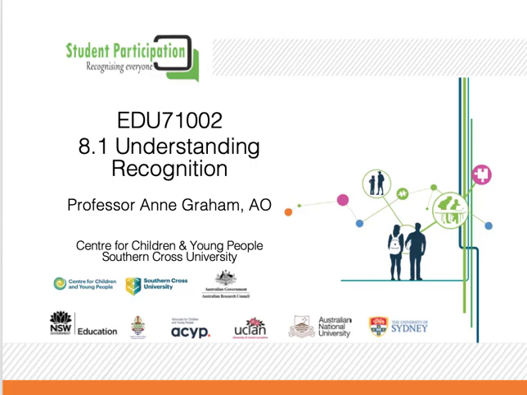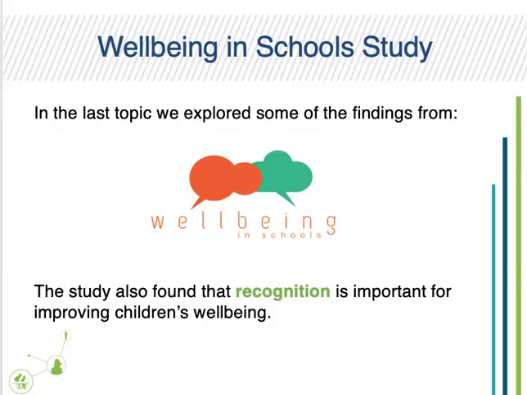Welcome everybody to topic 8, which is introducing a concept called recognition. Our focus in 8.1 is on understanding what this concept of recognition in schools is all about. In the last topic, we explored some of the findings from a big Australian study that we undertook on wellbeing in schools. This study also found that recognition is important for improving children's well-being.